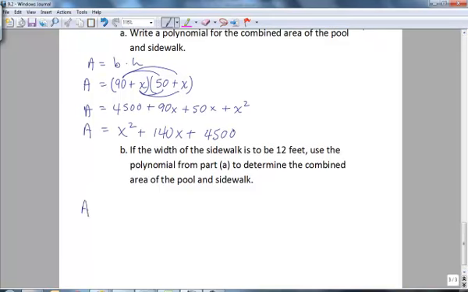So I'm going to say something like A of 12, we use function notation, is equal to 12 squared plus 140 times 12 plus 4,500. I'm simply plugging in a 12 for the x, and since the x stands for the width of the sidewalk, I think we're good. Okay, so multiplying and adding everything together here, I'm coming up with 6,324. So A of 12 equals 6,324, and since it's area, it would be square feet.